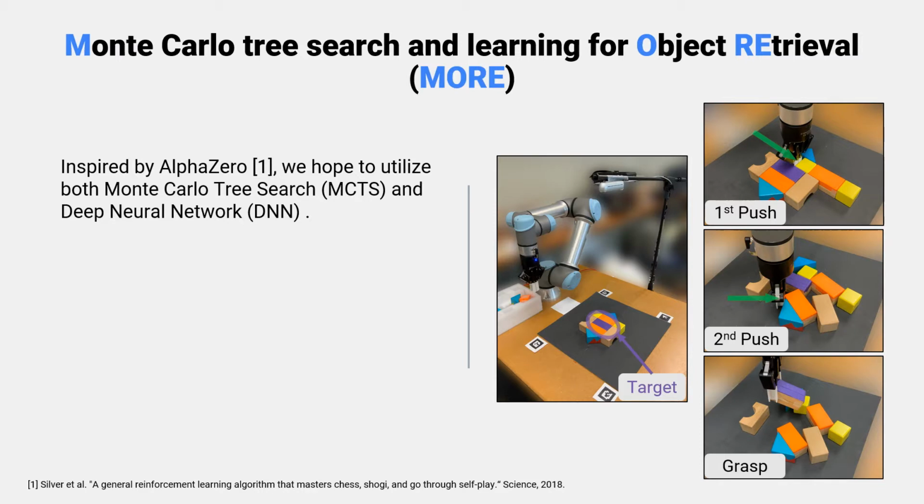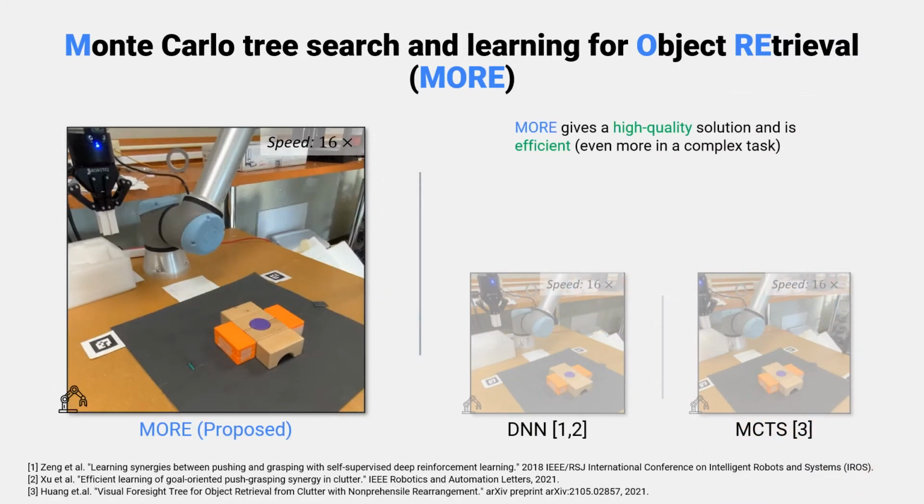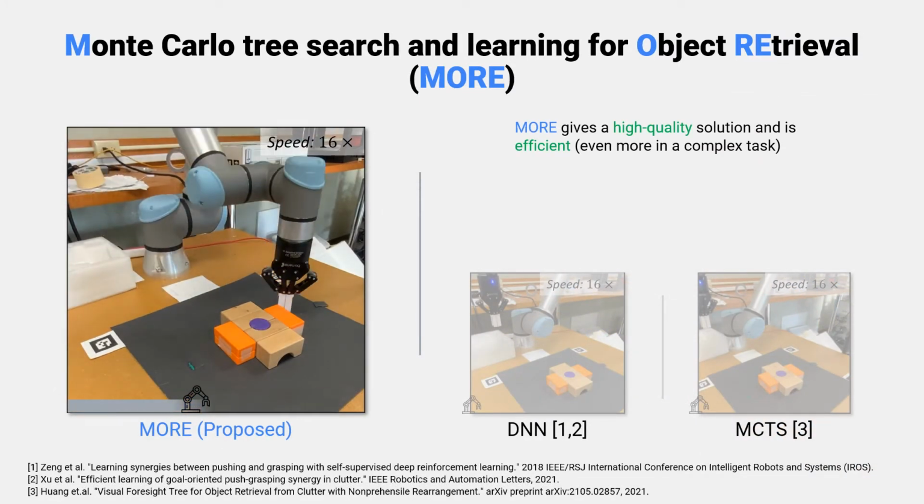To get the target object in the center, we could use a few push actions to clear the way. Inspired by AlphaZero, we hope to utilize the MCTS to find a high-quality push sequence while training a DNN to clone the behavior of MCTS partially. In turn, the trained DNN is integrated into MCTS to help guide its search effort.